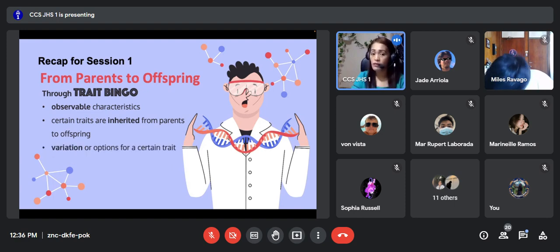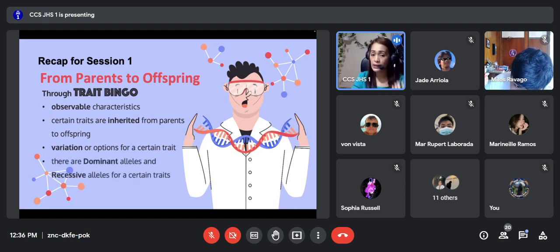Now, a certain trait will have multiple variations or options. And lastly, one important thing that we've learned about genetics is that in a given trait, there are usually at least two options. One, we have a dominant allele, and the other one is the recessive allele.